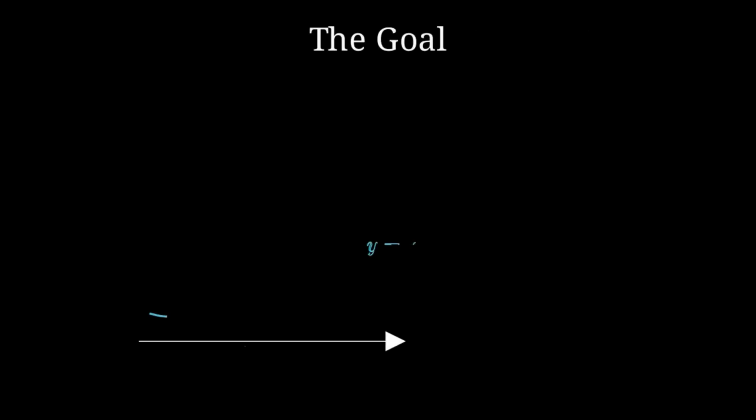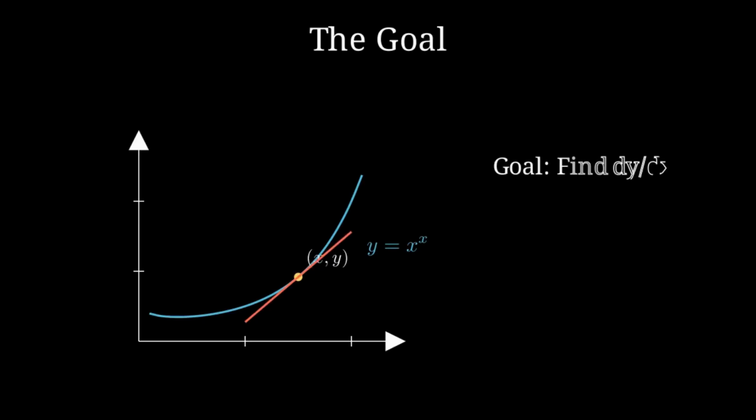Our objective is to find the derivative, dy/dx, which represents the instantaneous rate of change or the slope of the tangent line at any point along this curve. Let's walk through the mathematical steps to achieve this.